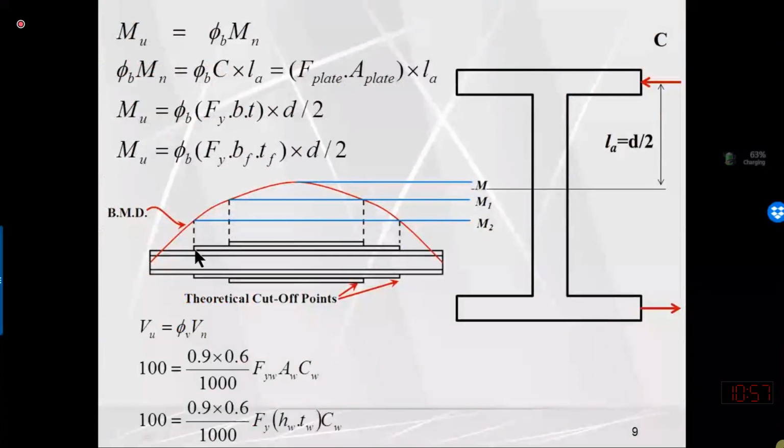The other option is that if we do not want to change the flange dimensions bf and tf, we can reduce the moment capacity by reducing the depth.